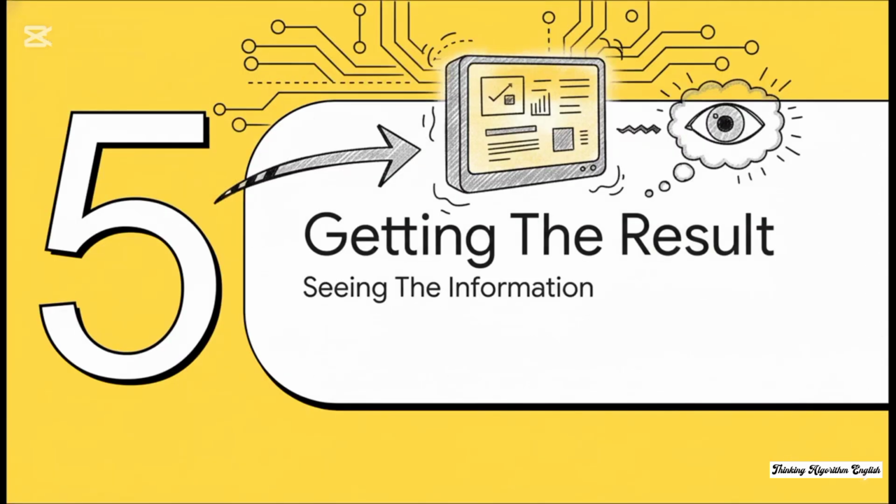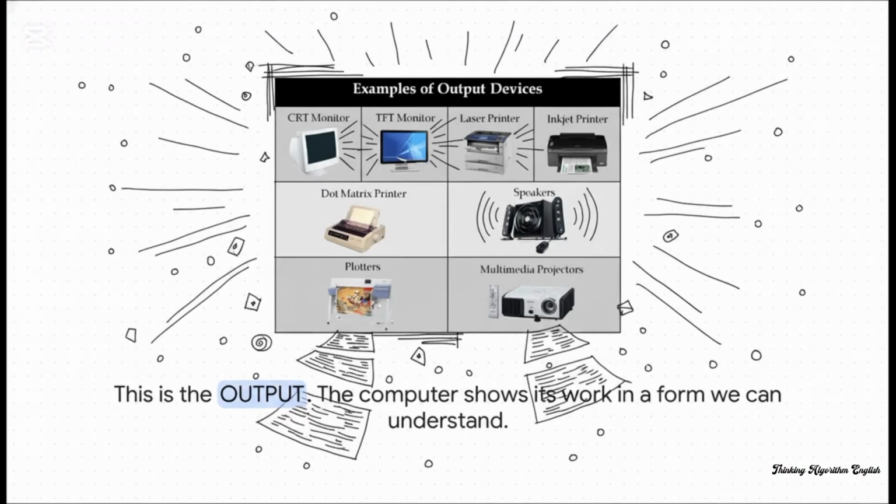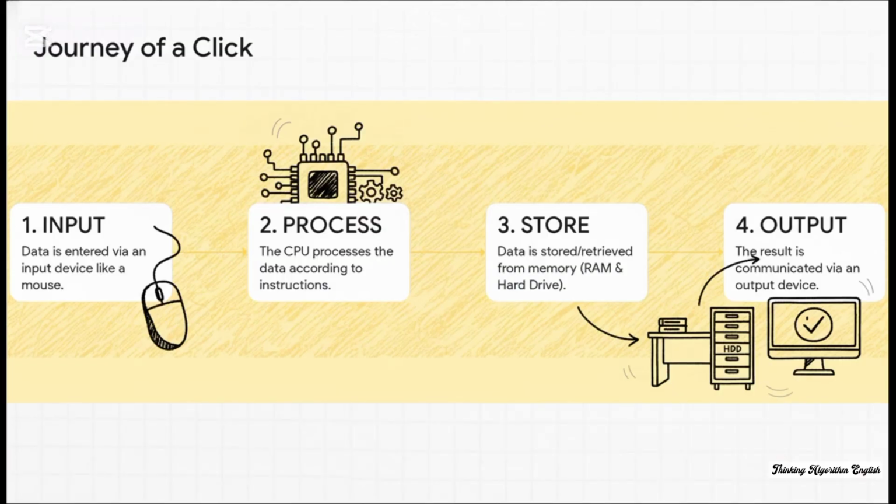Okay, so you've clicked. The CPU processed the command. It used data from its desk, the RAM. Now what? I mean, the computer has done its job, but it needs to tell us what the result was. And this is the final step in our journey, output. Your monitor, your speakers, even your printer, these are all output devices. Their entire job is to take the processed information, all those ones and zeros, and translate it back into something a human can actually understand.